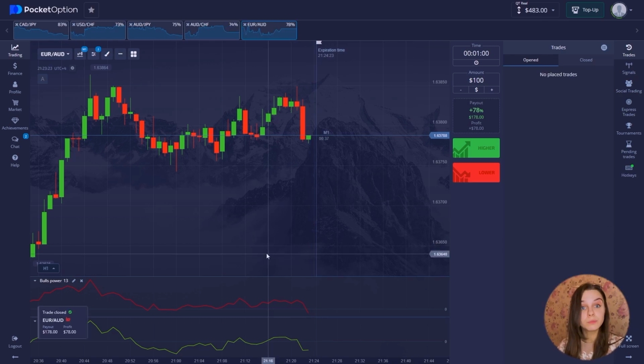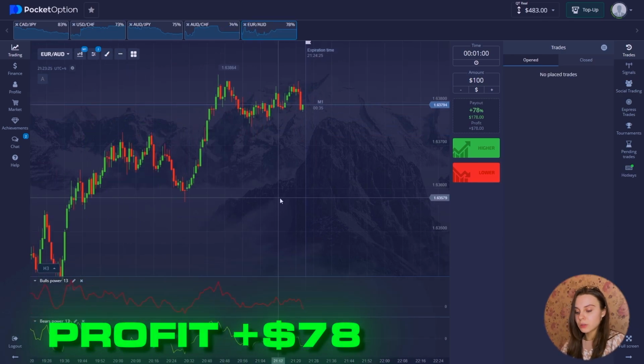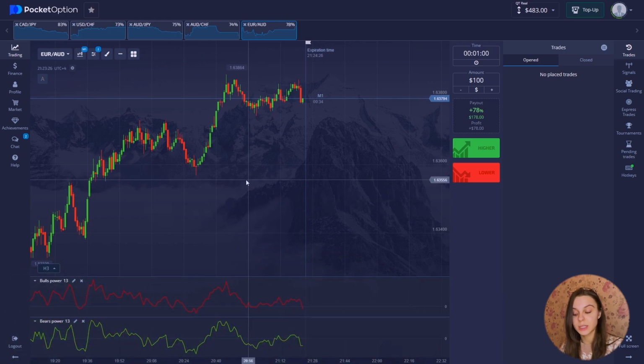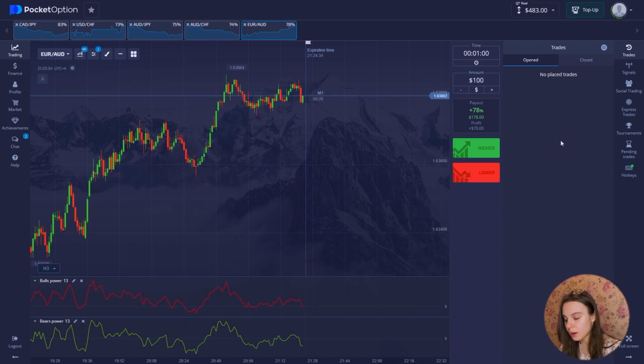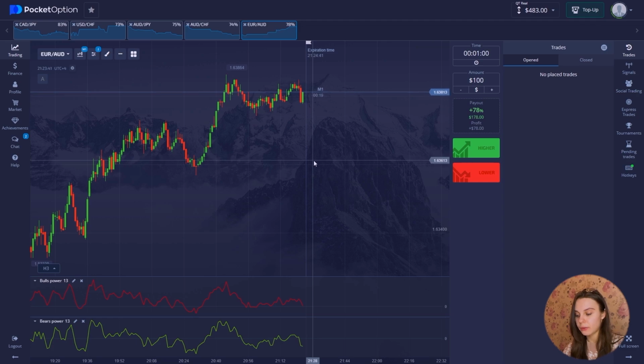And good job. This deal closed in a positive profit of $78. And by the way, at the balance, we see that we already have $483. So we fulfilled our goal to increase the balance by 5 or more times. But of course, we are not finishing now.